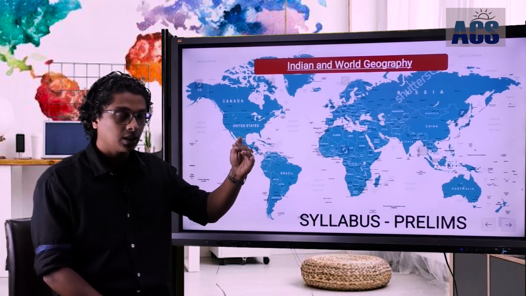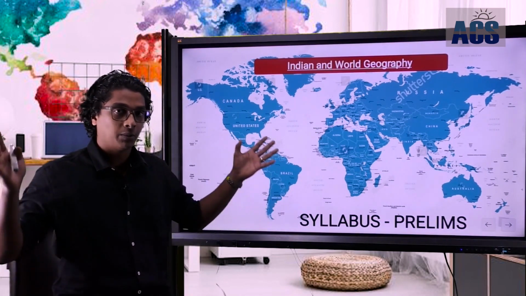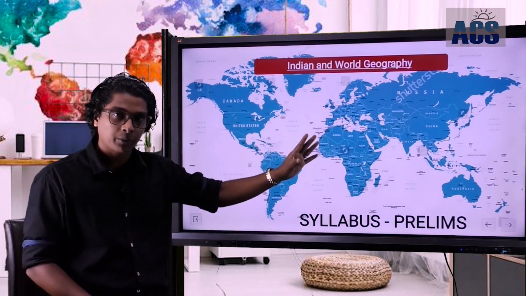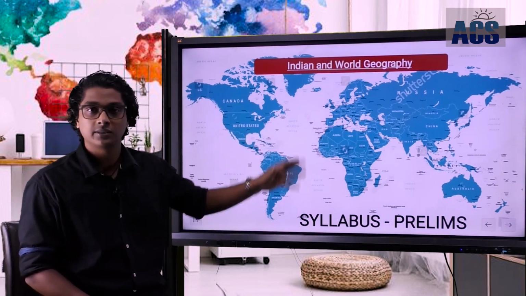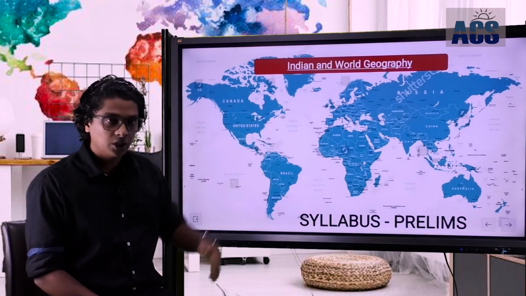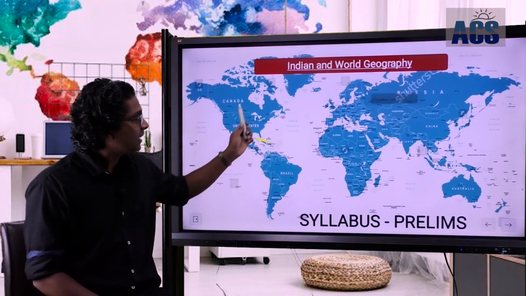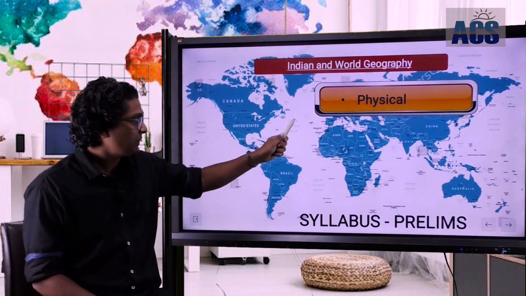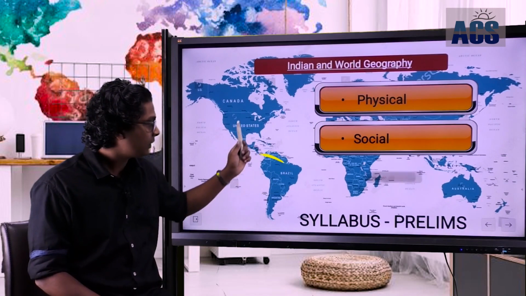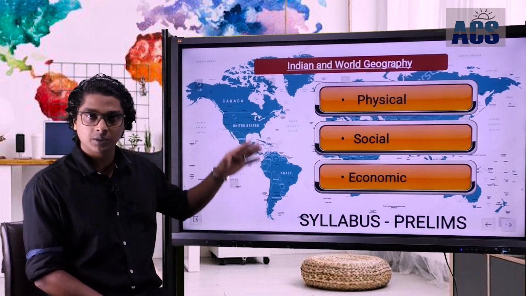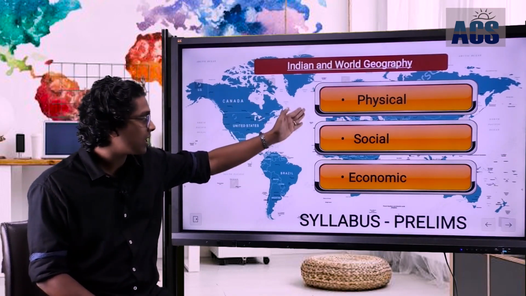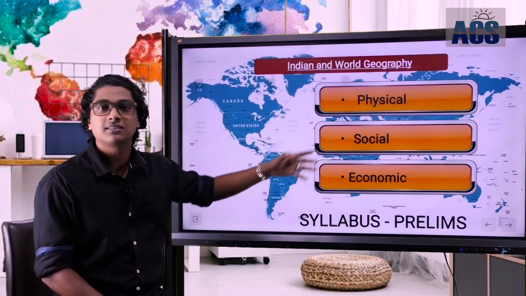The next question is, what do we need to study? The best place to know where to start is the syllabus. For every preparation, every subject, you should look at the syllabus. The prelims syllabus of UPSC says Indian and world geography, and they are saying 3 keywords. The first one, physical geography, the second one, social geography, and the third one, economic geography. So this is the prelims syllabus. They are saying Indian and world geography, you have to study regarding physical, social as well as economic.